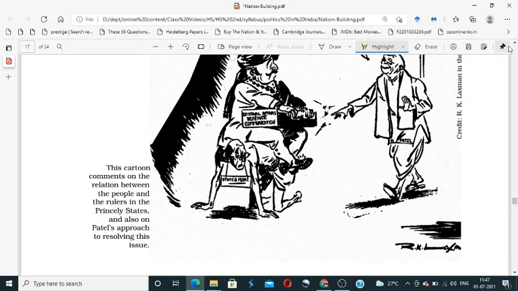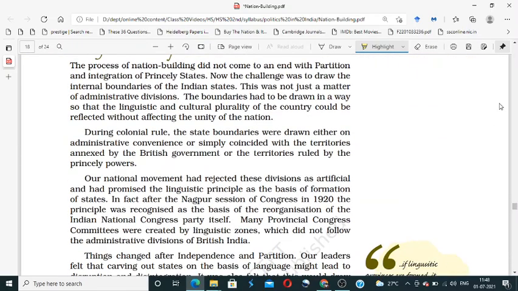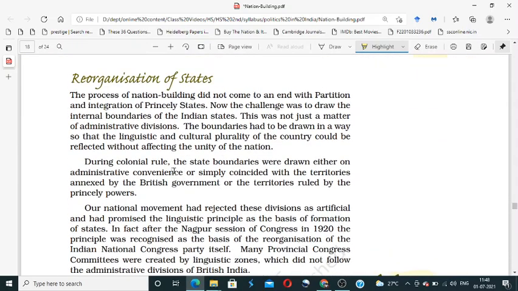If you see this cartoon here, this cartoon comments on the relation between the people and the rulers in the princely state. You can see the people are never consulted, no? It is the ruler who actually talked with the government of India. So this was the problem in some of the states, but anyway, it was overcome by the government of India.